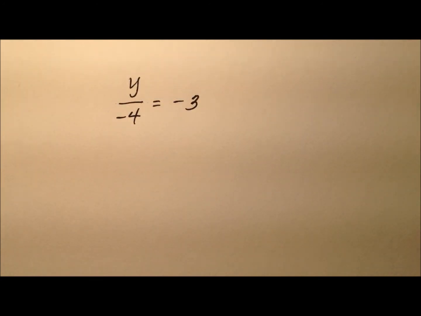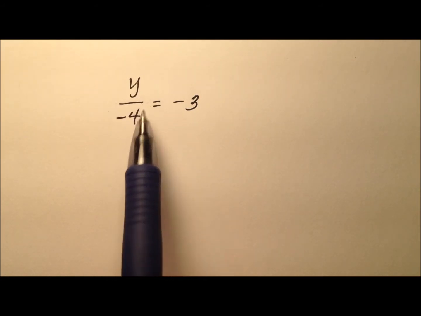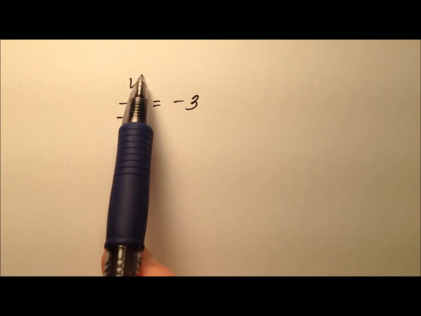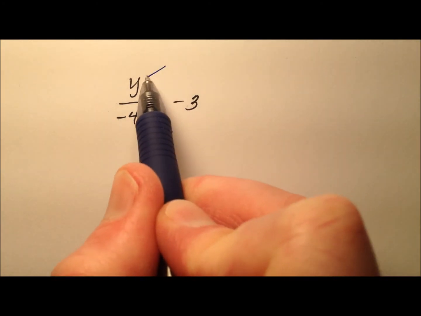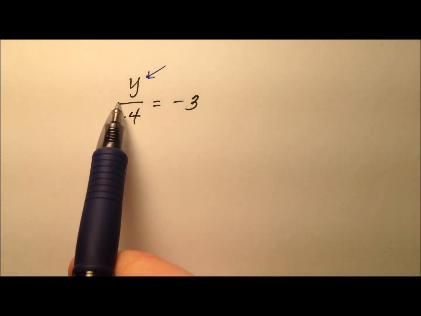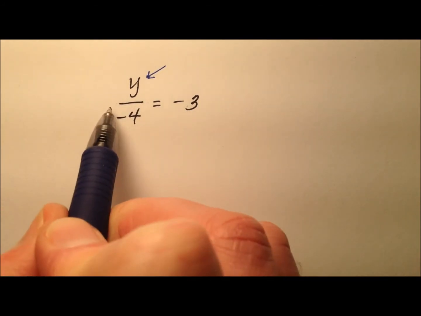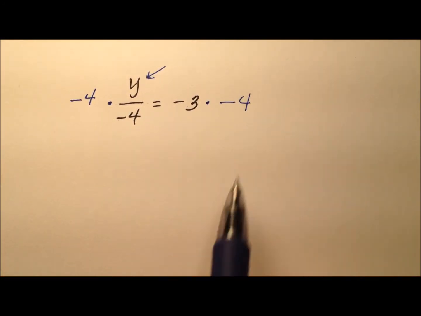In this second example, we have y, which is our variable, our unknown value for which we're solving, and that's being divided by negative 4. And when we do this division, we get negative 3. So in an effort to isolate this y variable, we need to do the opposite or the inverse operation of dividing by negative 4. So let's go ahead and multiply both sides by negative 4.